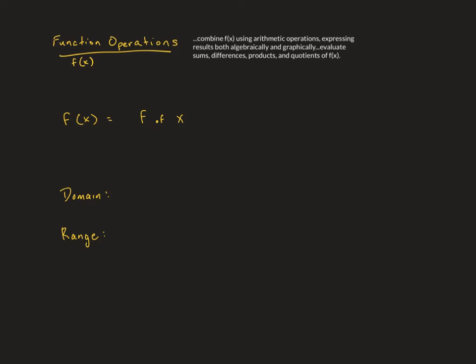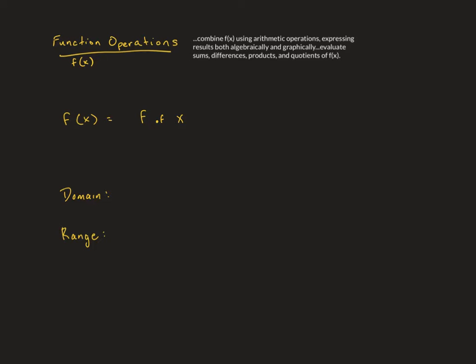As we talk about function operations, what we're going to be learning is combined functions. Real quick, f of x is pronounced f of x, otherwise known as the output. But it's how you abbreviate function. So when you see f parentheses x parentheses, that is just function.